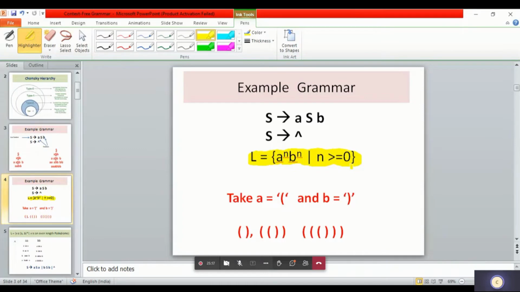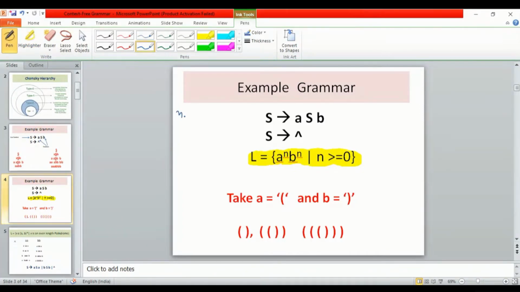Because if you put N equal to 0, you will get A raised to 0, B raised to 0, which gives you null. When you consider N equal to 1, you get A raised to 1, B raised to 1, which gives you AB. If I take N equal to 2, you get A raised to 2, B raised to 2, which gives you AABB. So you can see that we are generating all these strings using this grammar. Basically, this grammar represents the language a raised to n, b raised to n, where n is greater than or equal to 0.